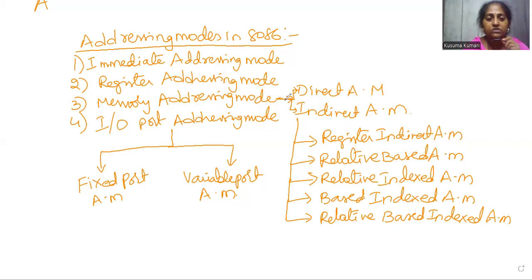This memory addressing mode is further divided into two types, that is direct addressing mode and indirect addressing mode. This indirect addressing mode is again divided into register indirect addressing mode, relative based addressing mode, relative indexed addressing mode, based indexed addressing mode, and relative based indexed addressing mode. These are the five types in the indirect addressing method. Next, IO port addressing mode is further divided into fixed port addressing mode and variable port addressing mode. So now let us discuss the addressing modes one by one.